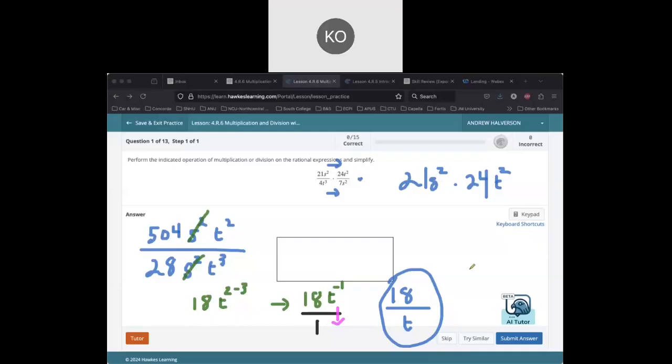But look at what we did. You knew everything. I didn't show you anything new. All we did is a mashup. Take your rules of fractions, pair it with your rules for exponents.